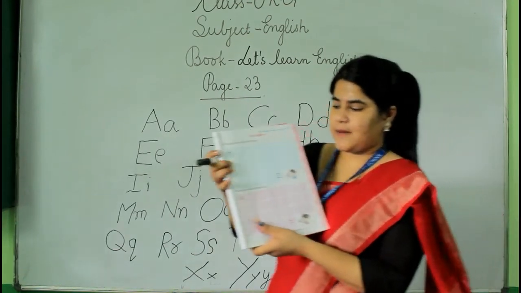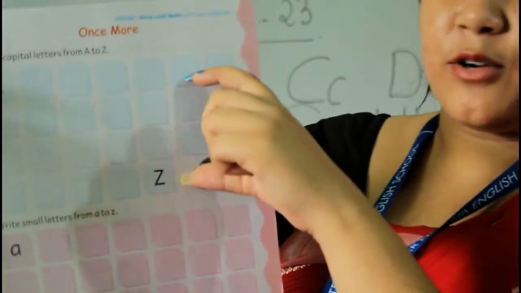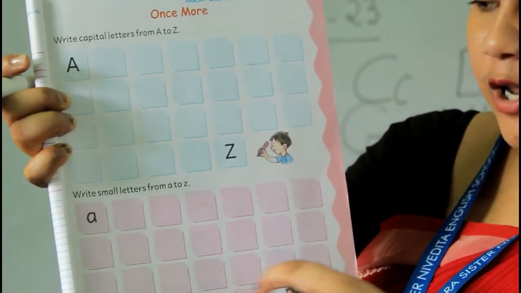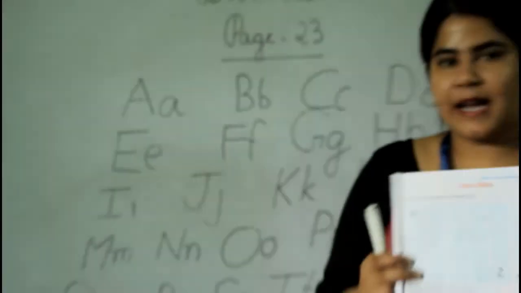You can see in this column, you will write capital A to Z, and here in this column you will write small letter A to Z, okay? Let's learn one more time ABCD, alright?